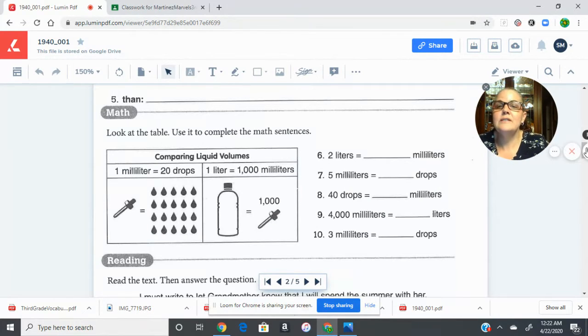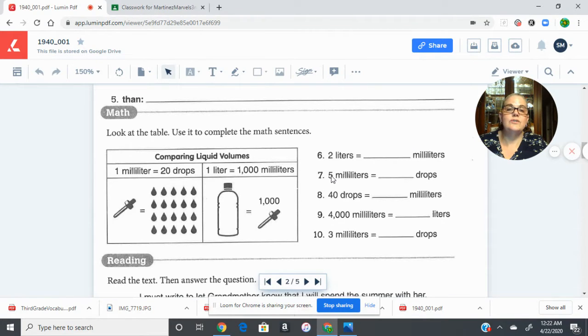And then in math, look at the table and use it to complete the math sentences. The table has a title that says comparing liquid volumes. So we're going to compare: 1 milliliter is equal to 20 drops. So you could have 20 drops or 1 milliliter. And 1 liter is equal to 1,000 milliliters. So you could either say 1,000 milliliters or 1 liter. So now we're going to use that math to figure this out. If 1 liter is 1,000, 2 liters would be 1,000 plus 1,000.